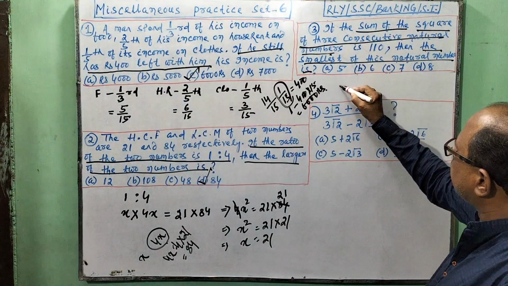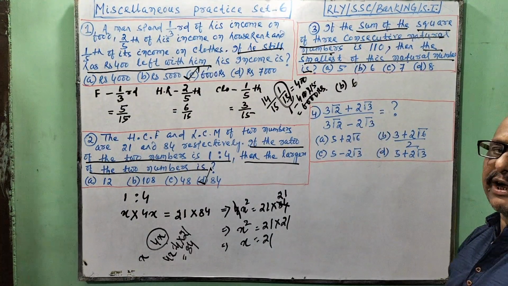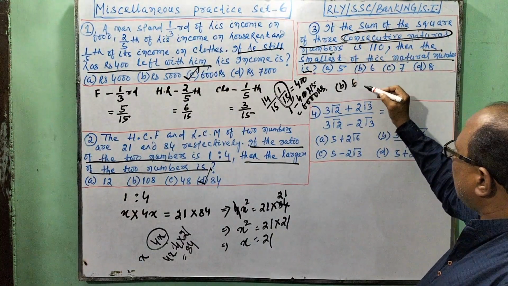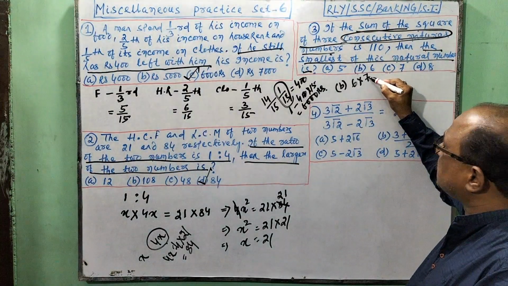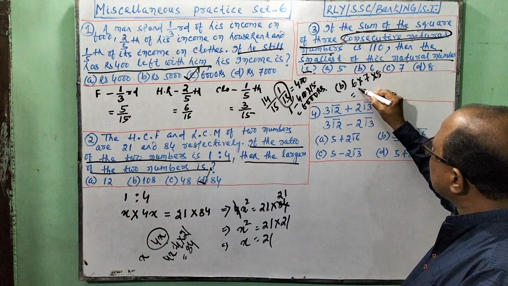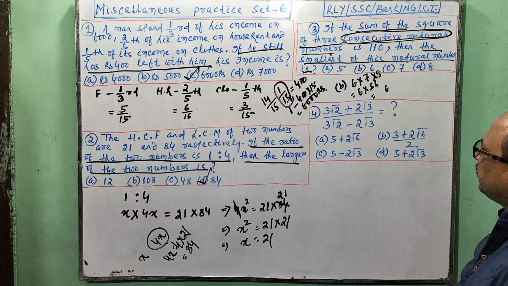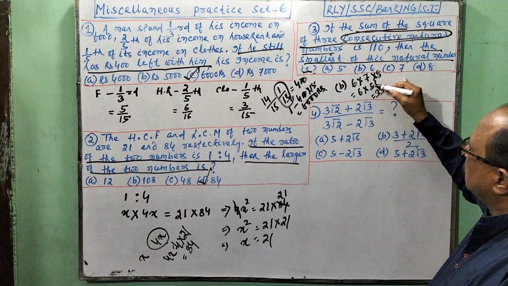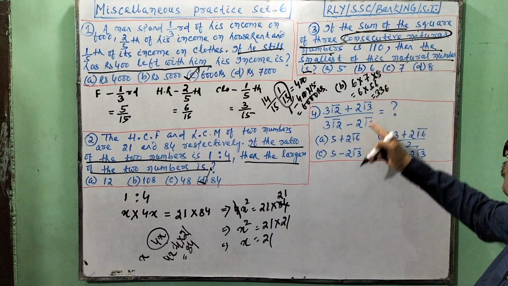Suppose we take option B first. Option C is 6, so 6 is the smallest natural number. The question says consecutive natural numbers, so 6 is the smallest, then after this 7, after this 8. 8 times 7 times 6 is 336. But what is the question asked?